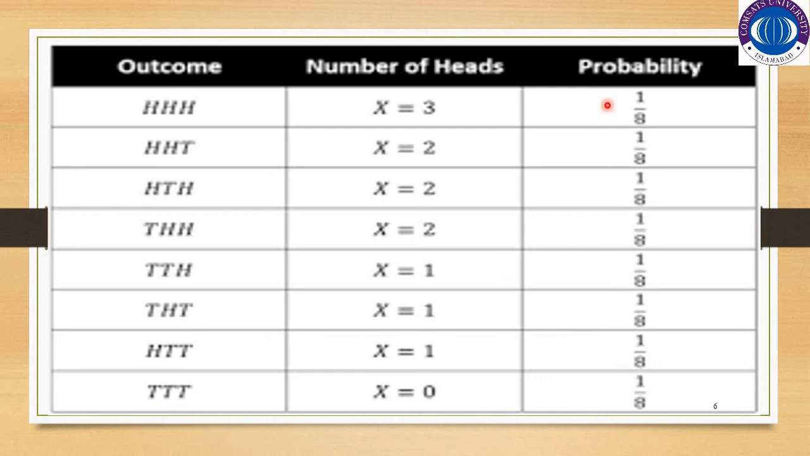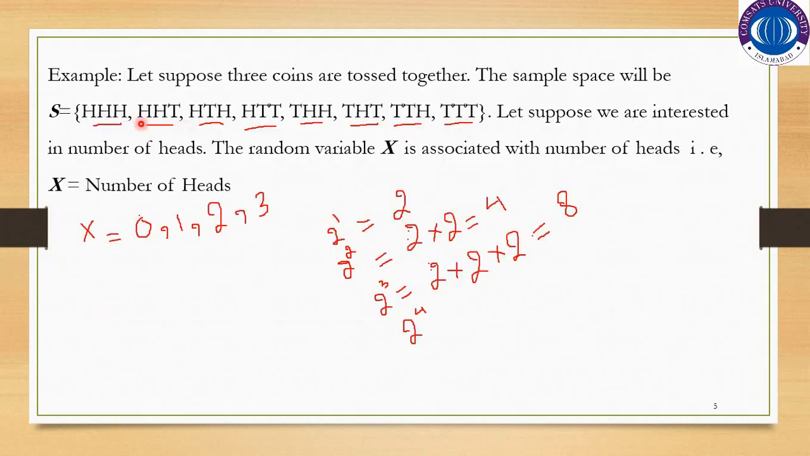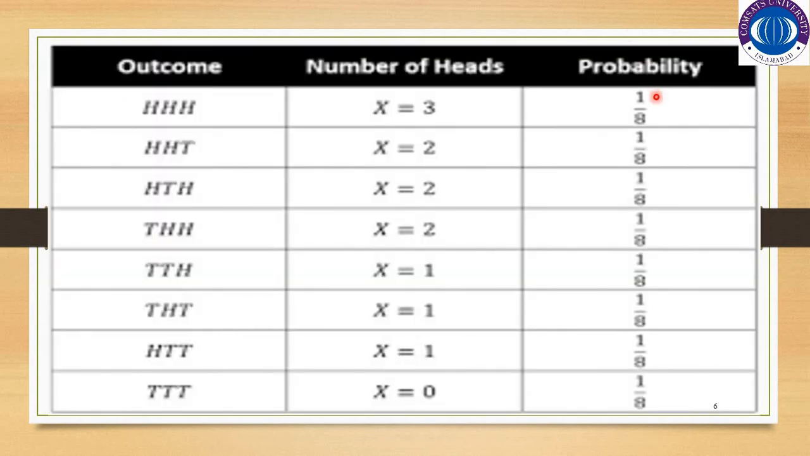If we find out the probability of the possible outcome, it would be 1 by 8. Number of favorable outcomes divided by total number of outcomes. This is the probability that the outcome triple H will come. How many times does HHH occur in the sample space? It is only one time. The favorable outcome is 1 and total number of outcomes is 8.